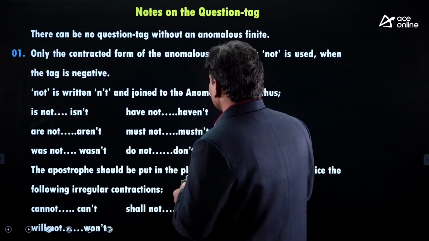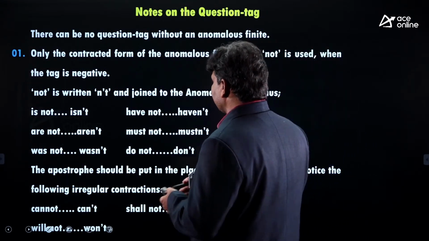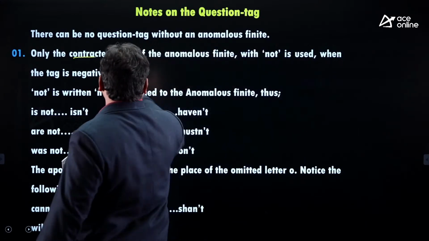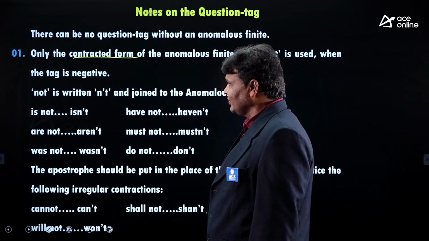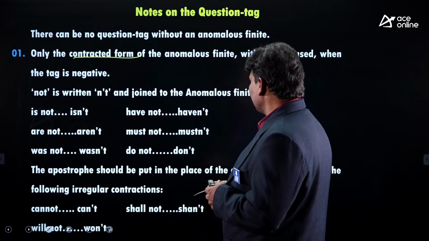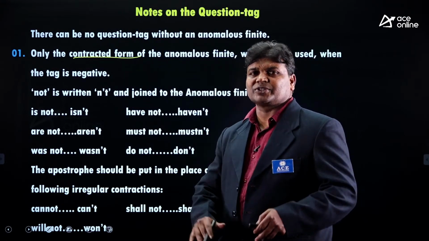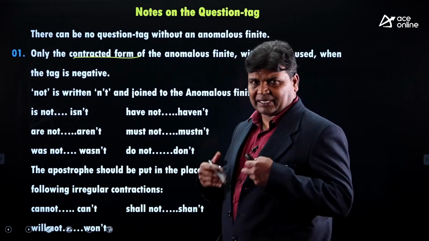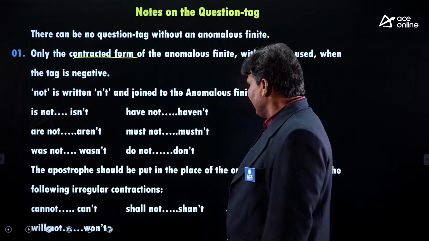There can be no question tag without an anomalous finite. I already told you, only the contracted form of the anomalous finite with not is used when the tag is negative. Not is written n't and joined to the anomalous finite. Anomalous means strange, something atypical. Why are they atypical? Because these helping verbs are atypical verbs.